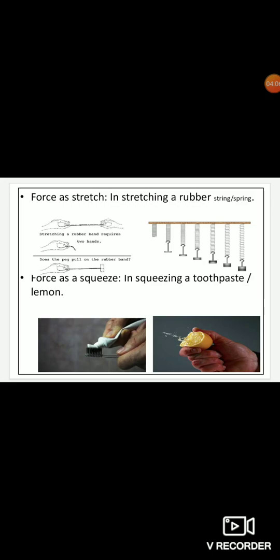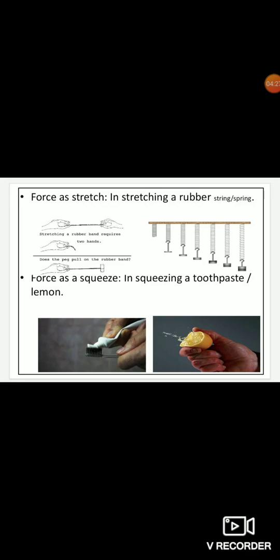When we pull the wire or the rubber band or the spring by putting some weight, then it will hang. We can see the increase in the length of the spring, but whenever we remove the weight, the spring will go back to its original form. Same in the rubber as well.